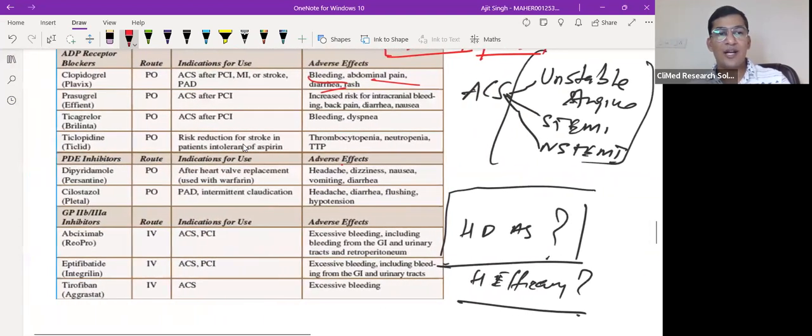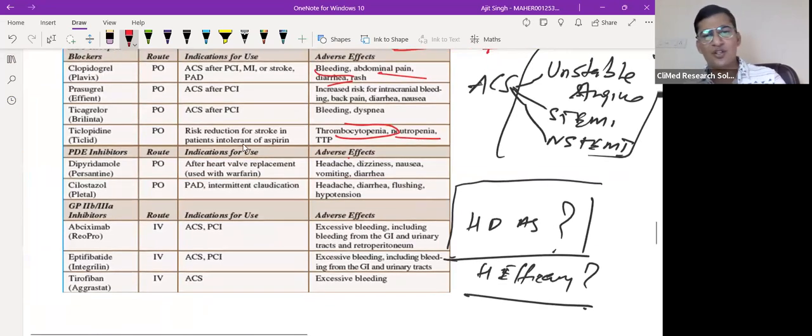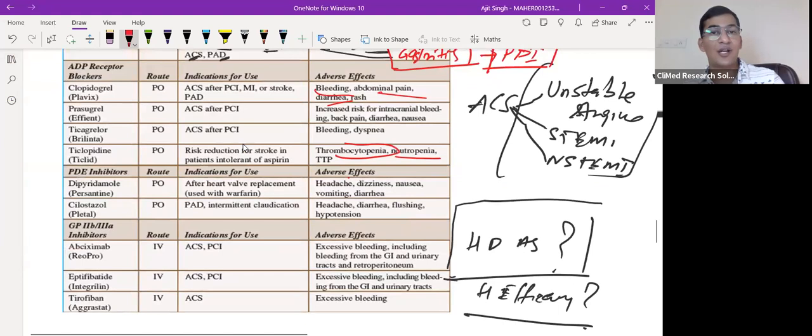When I'm talking about ticlopidine, there are chances of thrombocytopenia and neutropenia. So usually we don't give ticlopidine much. We give clopidogrel, or in the latest drugs, ticagrelor, because ticagrelor has reversible behavior.